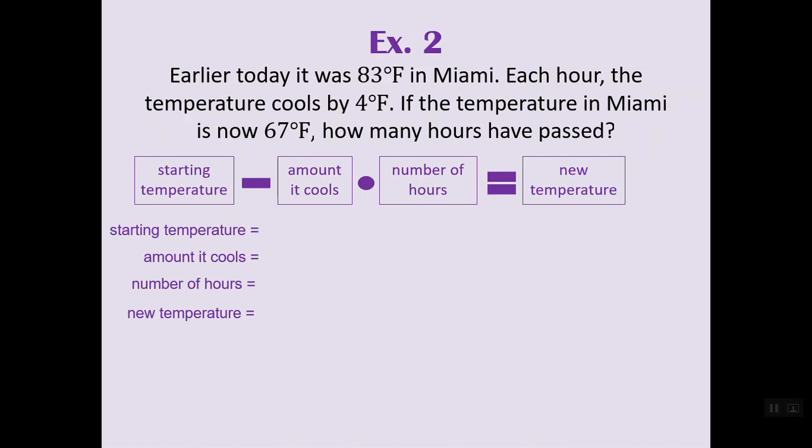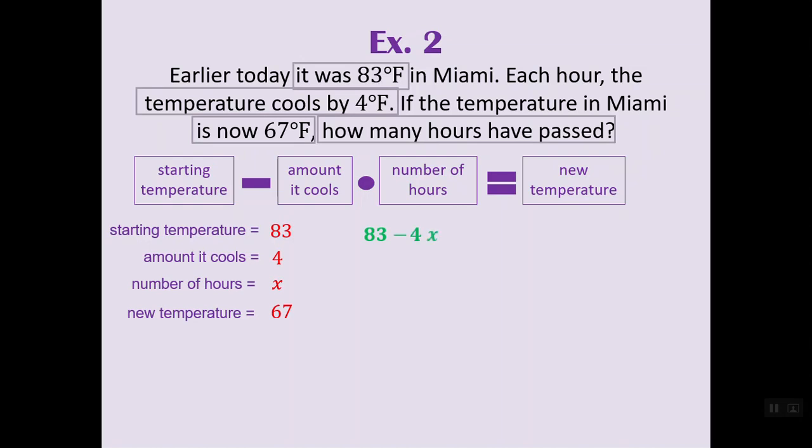All right, now we're going to fill in those amounts. The starting temperature, it says earlier today, was 83 degrees, so we're going to write 83. It's cooling by 4 degrees Fahrenheit, so we put 4. The number of hours, we don't know that. That's what the question mark is. See that question mark? That's the question that's being asked, so we don't know. We put an X for that because that's unknown at this point, and it says our new temperature is now 67, so we put a 67. From here on in, it's just filling it in and solving. So our starting temperature is 83 minus 4 times X equals 67.